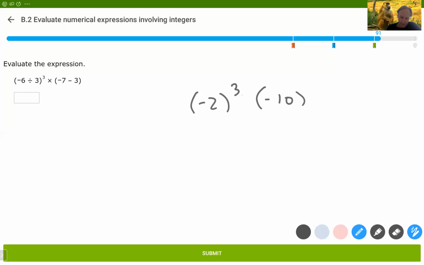You have to do the cube first. That's -2 times -2 times -2, which is -8. It's being multiplied by -10, which happens to be 80. Now, the reason I was able to do this thing inside the parentheses first was because it's separated by multiplication. That is 80.